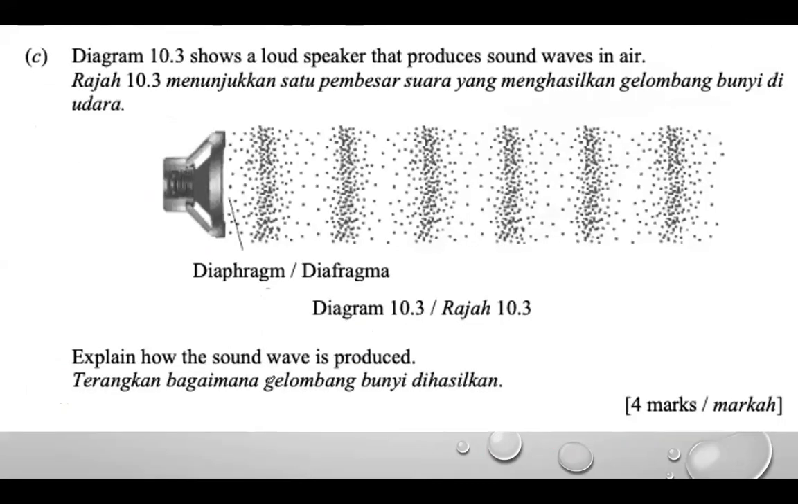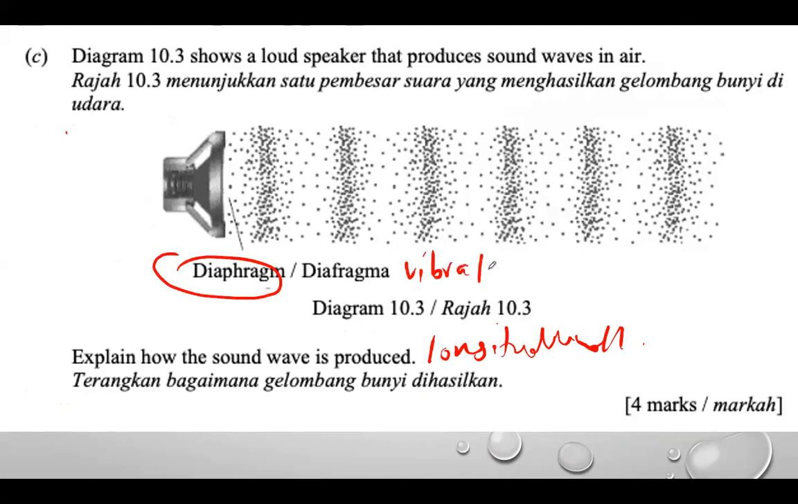Okay, explain how the sound wave is produced. This is how sound wave is produced. We need to talk about how longitudinal waves lah. So the first one is sound wave is produced when the diaphragm vibrates. This is mark number one. Sound wave is produced when the diaphragm vibrates. Mark number two is when the diaphragm moves forward.